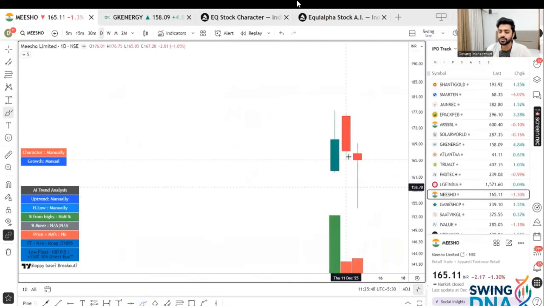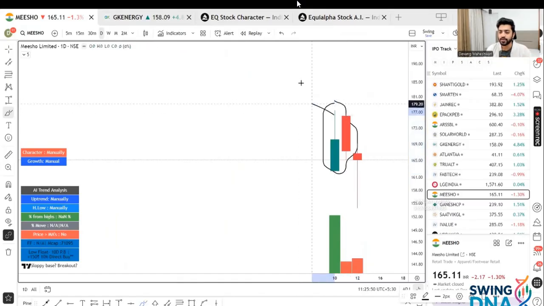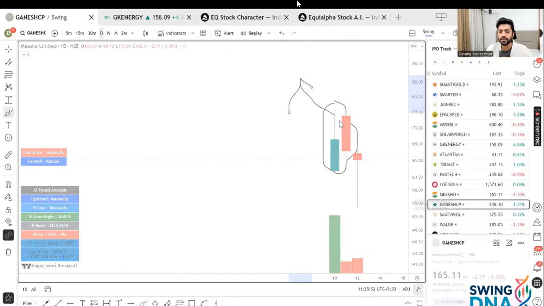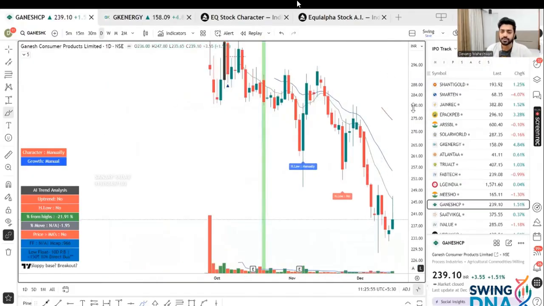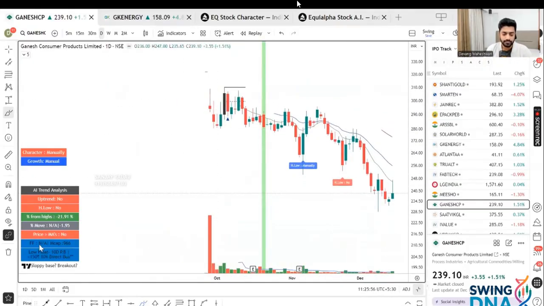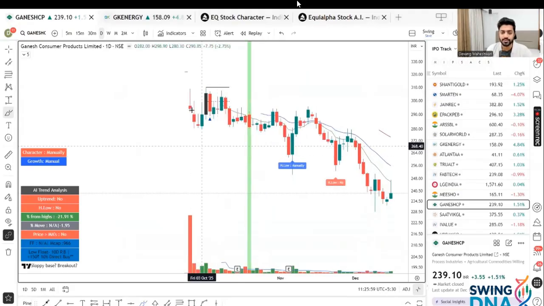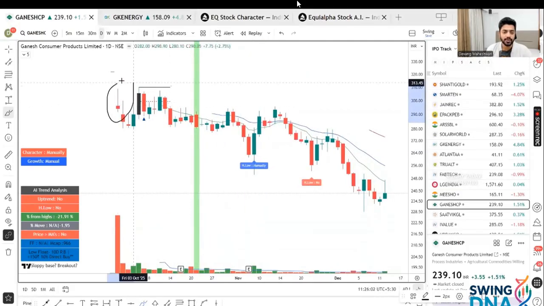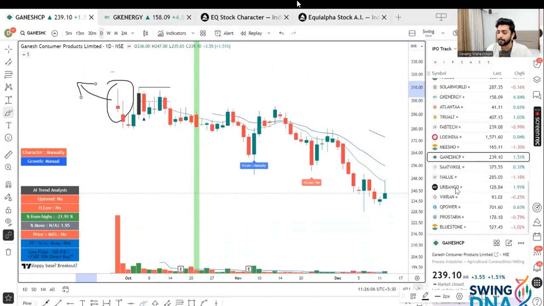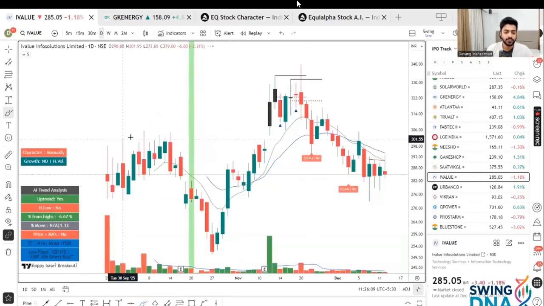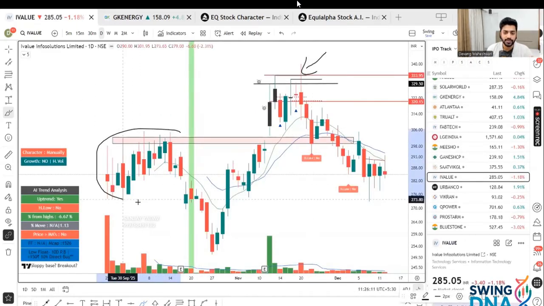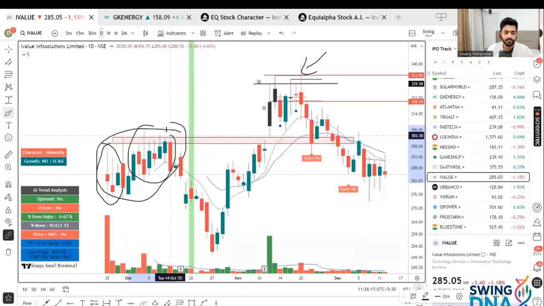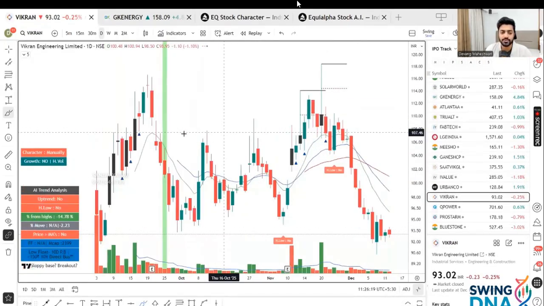Look at Meesho, just got listed, high volatility up here. Ganesh Consumer Products, this is October listed, okay, just 1 or 2 months back. Here, high reversals just after listing. High volume, look at this initial 15-16 days, high wicks, high level of wicks. Vikran Engineering, this is also a recent one.